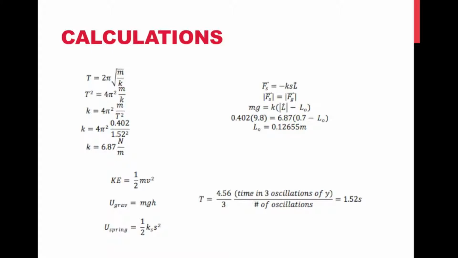And then once we have the period, we can use it to find the spring constant K, which is up there in the upper left, and K was found to be 6.87 Newtons per meter. This is about the same as what was used in the lecture videos, which was 6.83, but mine was a little different. We also are going to find the relaxed length of the spring using the spring constant and using the knowledge that the force of the spring is going to be equal to the force of gravity. And so the relaxed length was found to be 0.12655 meters.